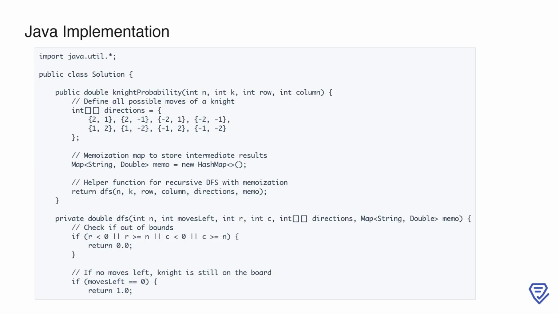Inside the DFS function, we first handle the base cases. If the knight moves out of bounds, we immediately return a probability of 0.0, as it's no longer on the board. On the other hand, if there are no moves left and the knight is still on the board, we return 1.0, since it has successfully stayed within bounds.